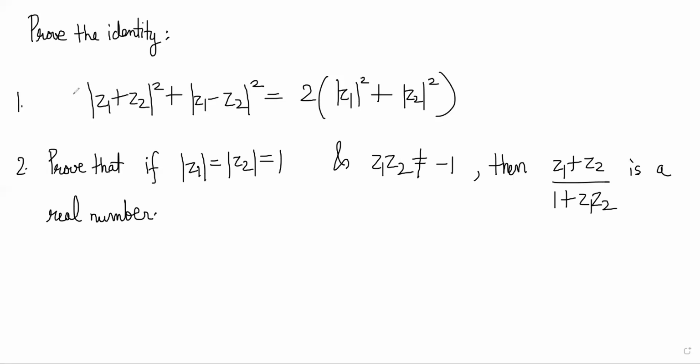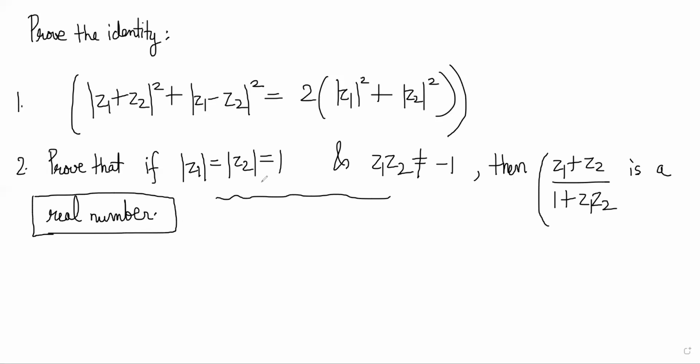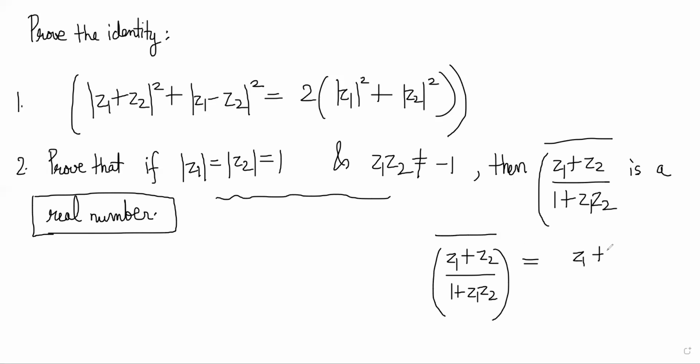First one should be obvious, right? Yes, sir. You just take a plus bi and c plus di, and you will get it after doing the operations. Second one, you have to prove that this is a real number. That means its imaginary part should be 0. Or you can say that the conjugate of this should be equal to itself. So you can try to prove that z1 plus z2 by 1 plus z1 z2 whole conjugate is equal to z1 plus z2 by 1 plus z1 z2. Because we saw a property that whenever z is equal to z conjugate, z is real.